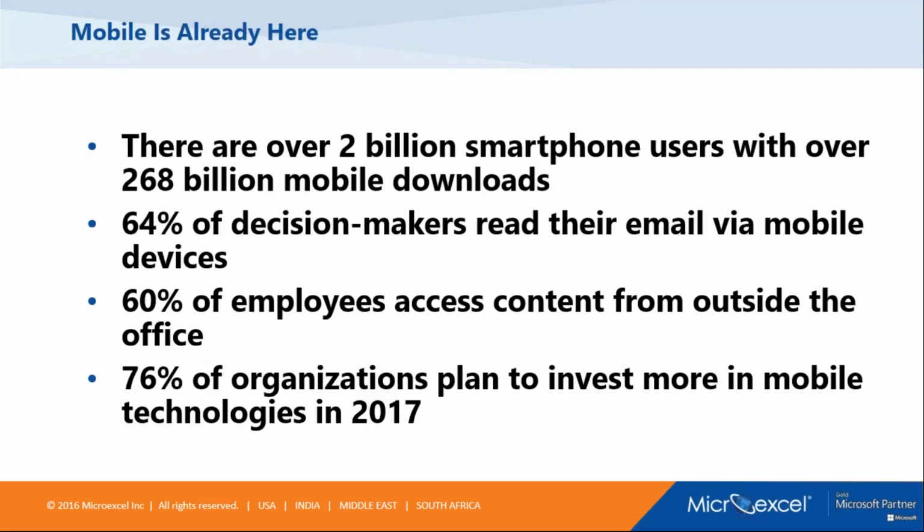Okay. Now I would like to show you some facts about how many people are using phones and how important it is. As you can see on my screen, there are over 2 billion smartphone users with over 268 billion mobile downloads. 64% of decision makers read their emails via mobile devices. 60% of employees access content from outside the office. And 76% of organizations plan to invest more in mobile technologies in 2017. With this data, you can see that people are using phones a lot, and apps are very important.